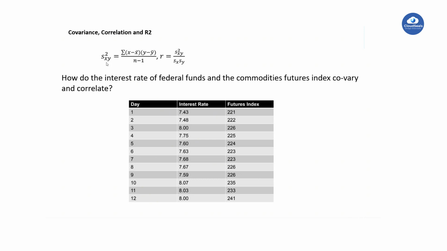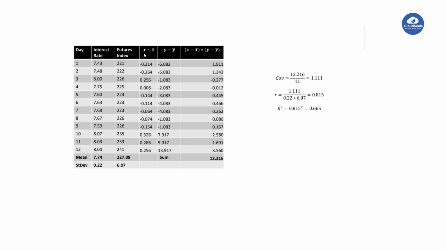So here we have the x and y. That's why we calculated for the xy, for Sx and Sy. This is the Sx: x minus x bar by n minus 1. Sy means y minus y bar by n minus 1. So if we do that, the standard deviations are 0.22 and 6.07.